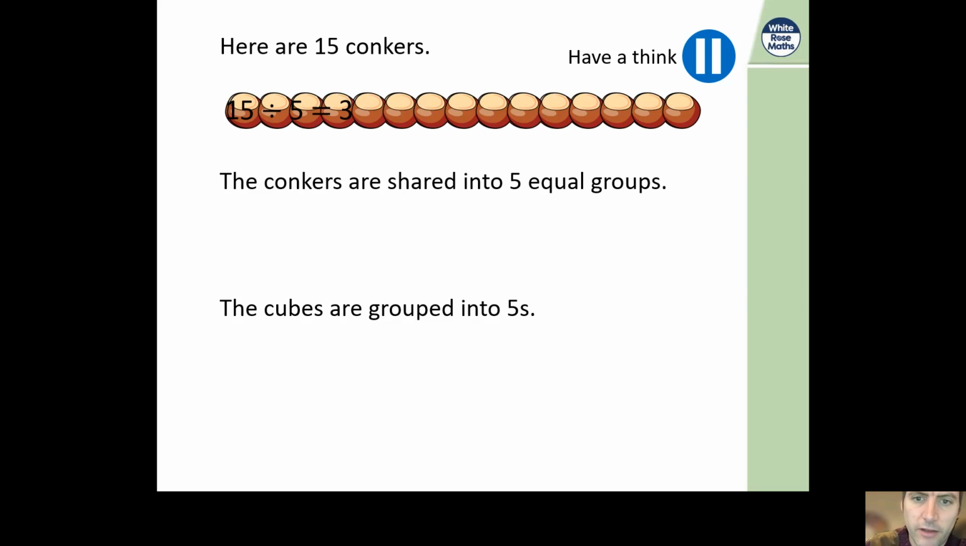Okay, so if we look at our 15 conkers, we share them into 5 equal groups. Have a go at doing that. You could draw that on a piece of paper if you want to. And then have a go at grouping 5 and another 5 and another 5, and see how many 5s you get with your groups of conkers. Yeah, she says on the screen cubes, it should say conkers. Sorry about that.